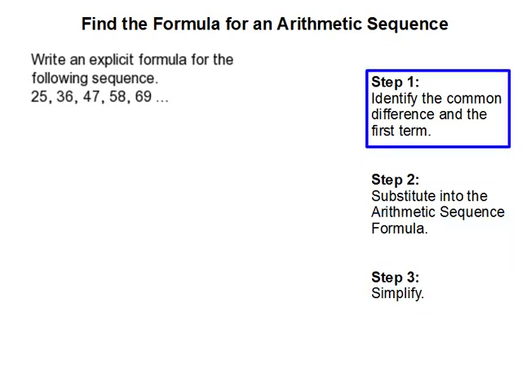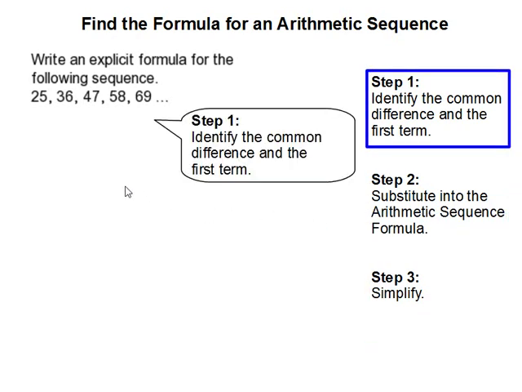Step 1. Identify the common difference and the first term. The common difference is the difference between each consecutive number. So we can take the larger number and subtract it with the previous number, and if they are the same throughout, then that is our common difference. So 36 subtract 25 is 11, 47 subtract 36 is 11, and so forth. So 11 is our common difference, and the first term is 25.